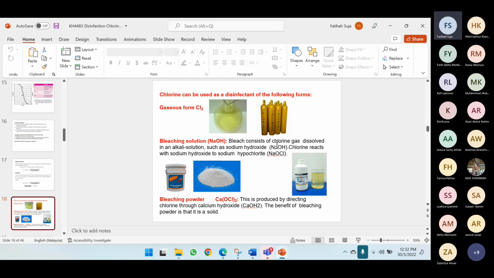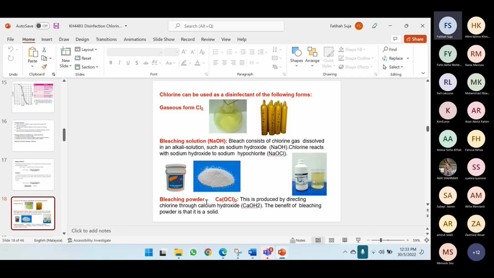This bleach consists of chlorine gas dissolved in an alkali solution, such as sodium hydroxide. So the chlorine reacts with sodium hydroxide to form sodium hypochlorite. You put this in the form of a solution, the bleach, by putting chlorine and also sodium hydroxide, so you get sodium hypochlorite. This is in liquid form, meaning that it is easier to handle. Anything in liquid form is easier to handle compared to the gaseous form.